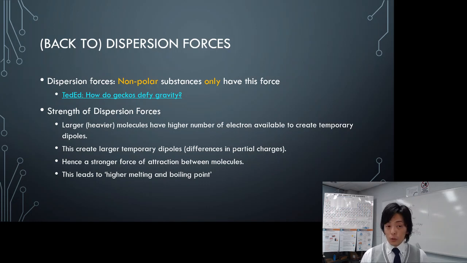Larger or heavier molecules, so if the molecules have a lot of mass, higher molar mass, they would have more electrons. More electrons means the temporary dipole that occurs would have a lot more negativity. So a lot more electrons creates a larger temporary dipole. That means a stronger force of attraction, i.e. the dispersion force occurring between the particular molecules or substance. This also leads to the explanation of higher melting point or boiling point.